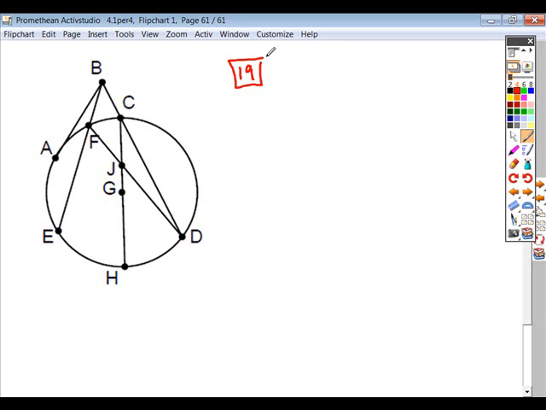Alright, so for problem 19, you're given an arc measure and then a ratio. It tells you that the measure of arc EF, this whole measure, is 120. And then it tells you that the ratio of EA to AF is 3 to 2. So that means that AF is 2 times some common multiplier, whereas EA is 3 times that same multiplier.